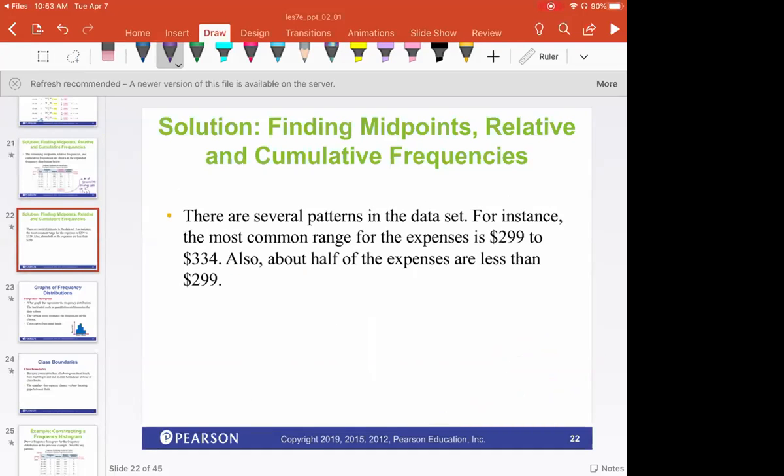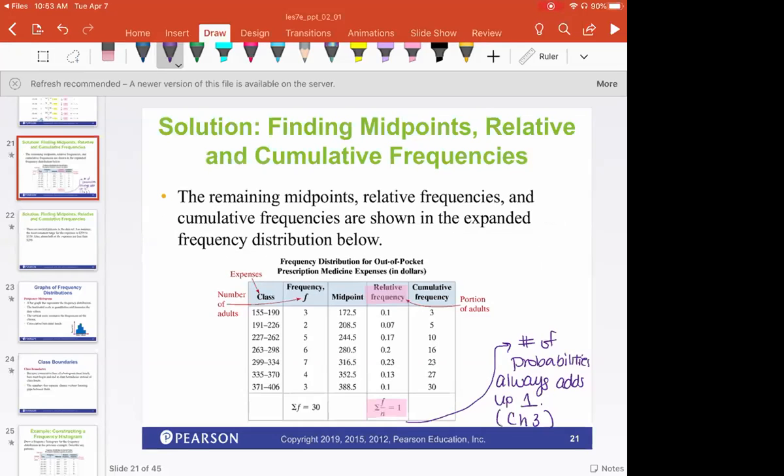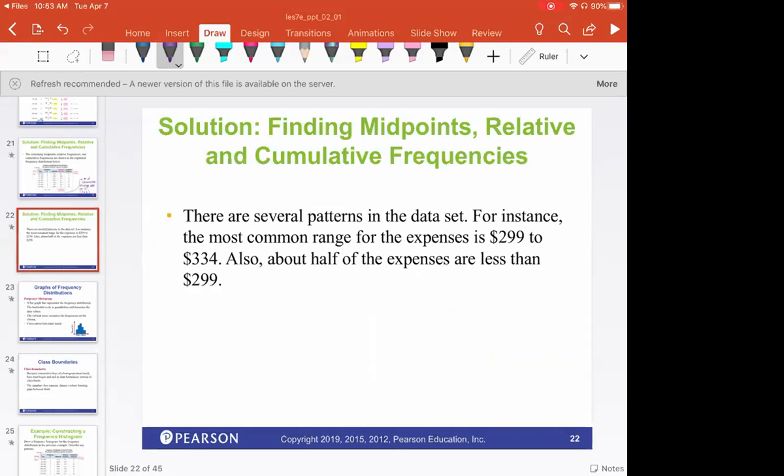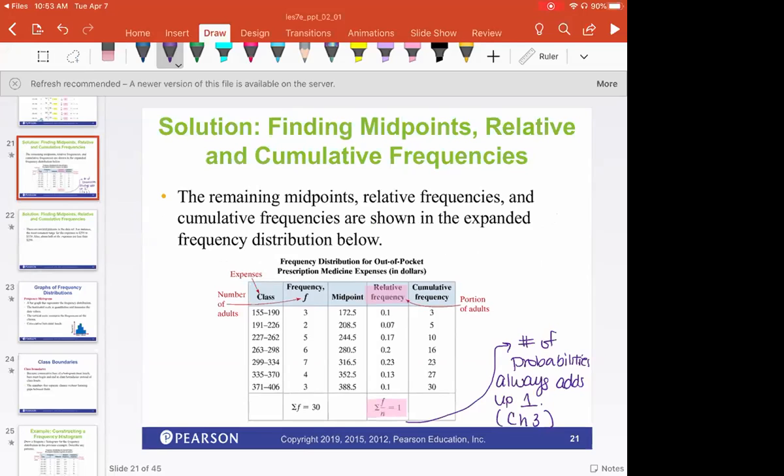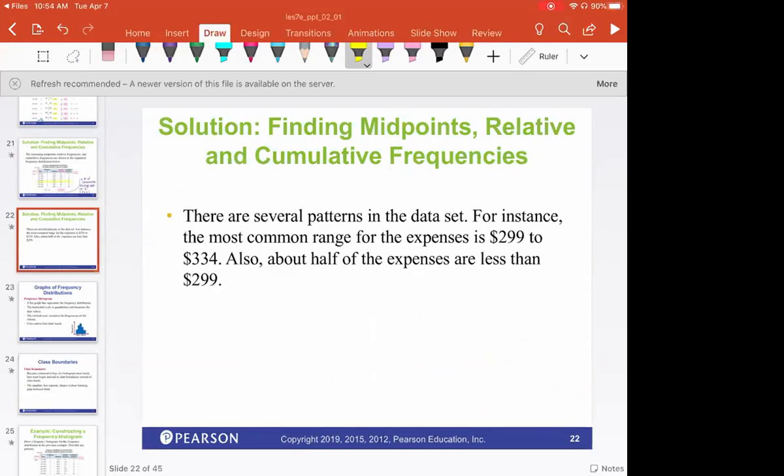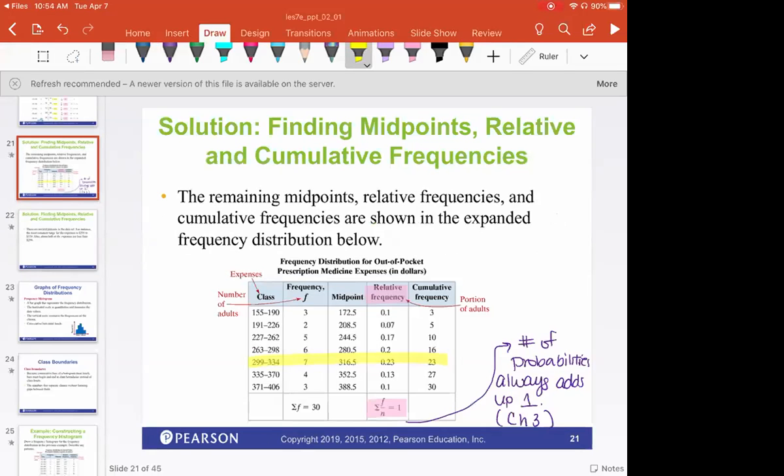All right, let's go ahead and see our summary. So you have this here, right? We have our work done, and we see that there are several patterns of the data. For instance, the most common range of expenses is $299 to $234. So if you look back, which one happened most? This one, right? Between $299 to $34. Also, about half of the expenses are less than $299. So we can see by the sum that more than half of them are less than $299.